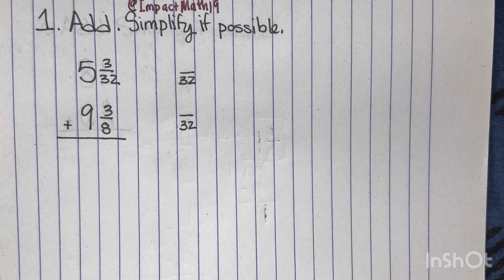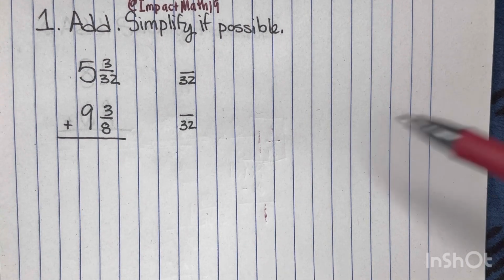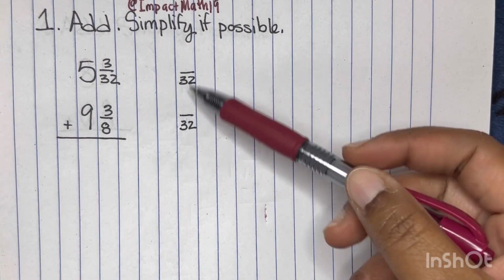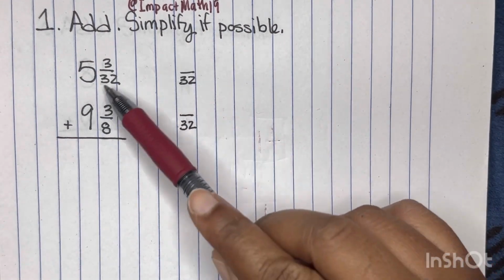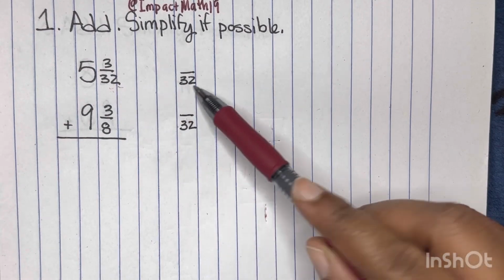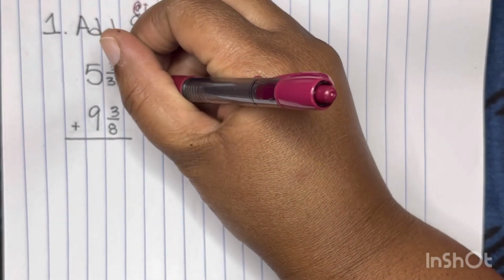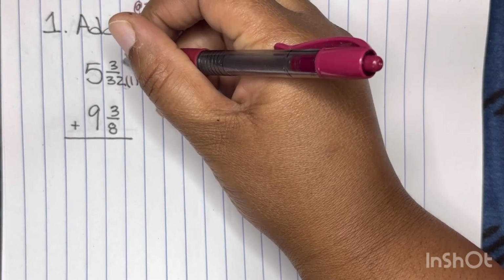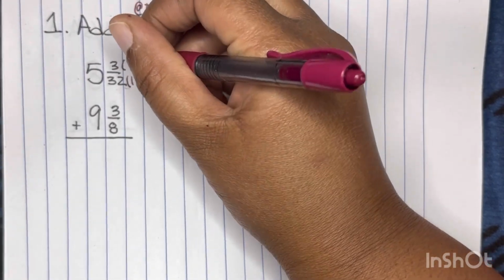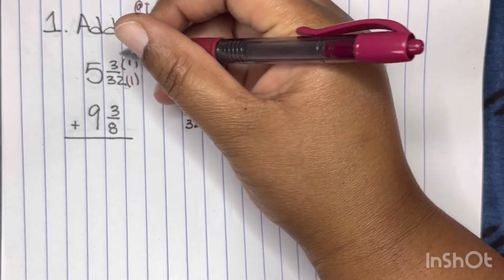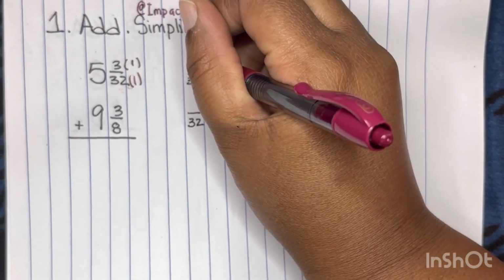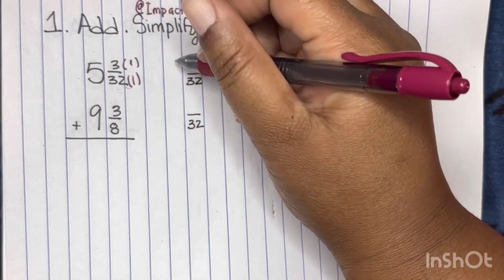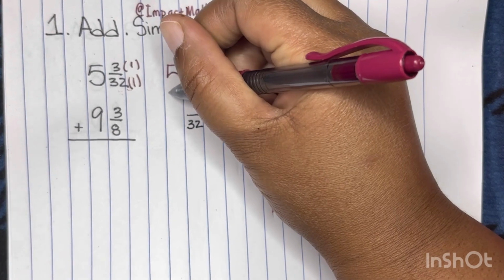Alrighty, we have an add, simplify if possible, mixed numbers. So they have given us the common denominator for our mixed number. So we have 32, and what we're asking ourselves, 32 times what gives us 32? Well, 1 times 32 gives us 32. And what we do to the bottom, we have to do to the top. So 3 times 1 gets us 3. And we're going to carry over our whole number of 5.